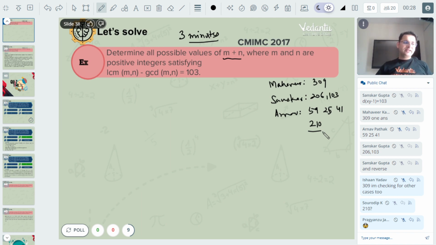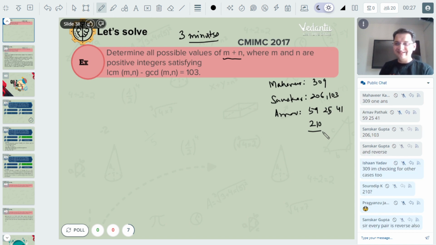So guys, this is what we need to be careful about, because in IOQM these kind of questions are going to come. It is not like RMO. RMO, I would say, is kind of easier, so even if you write one answer, you'll at least get partial marking. IOQM is kind of difficult because you have to look at all the possible pairs, and if you miss out on any, you're gone. Sanskar, see, m plus n is what we need to find out.